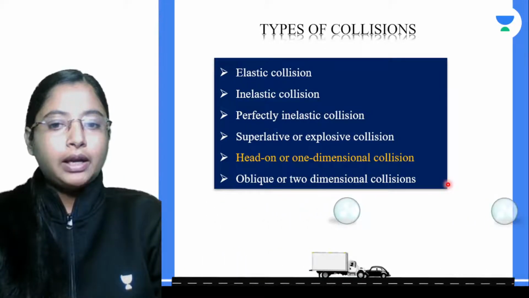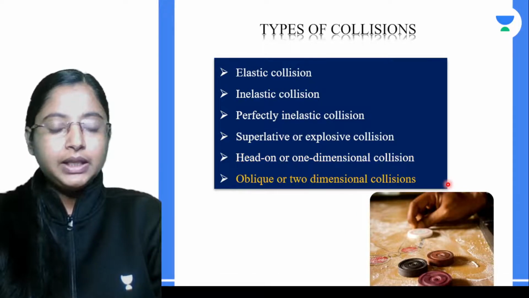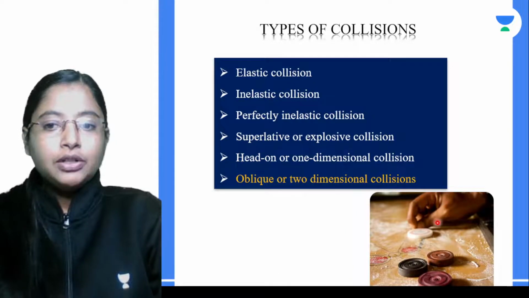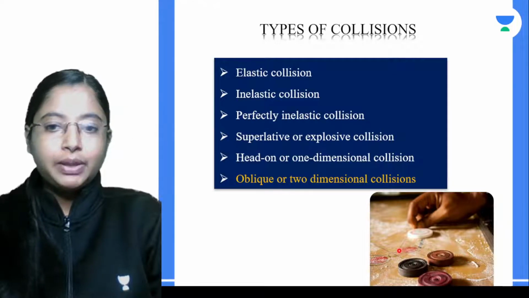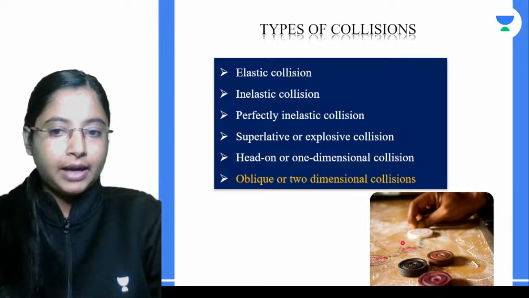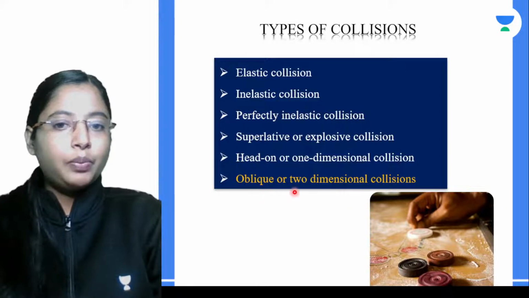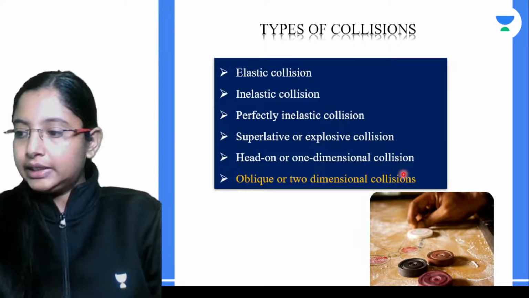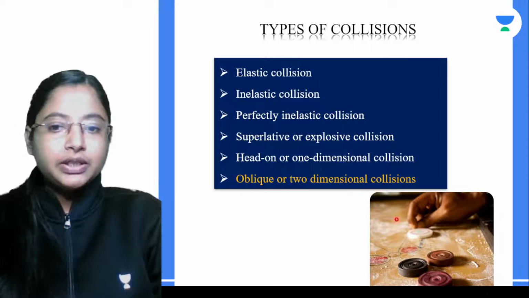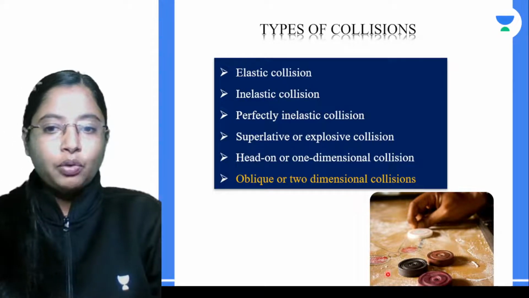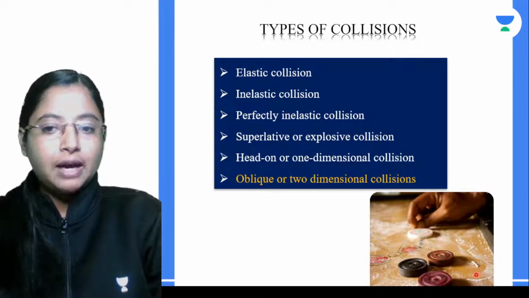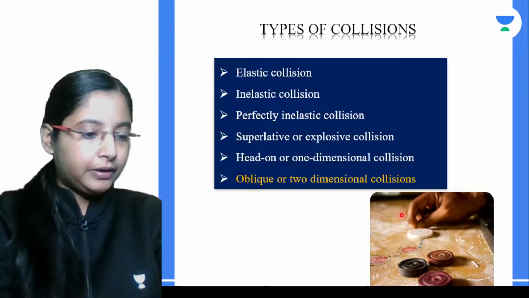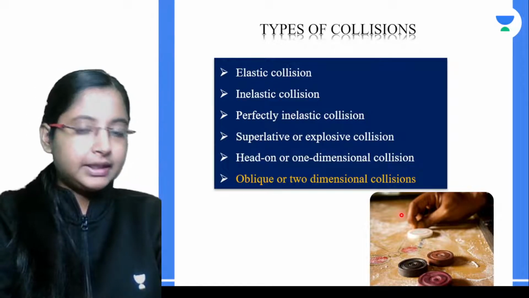Next we have an oblique or two-dimensional collision. When you hit the striker against the carom coins, the coins move on the plane of the carom board, but in different directions. In this case the objects do not move along a straight line path, but they move on the same plane. Such a collision that happens in two dimensions is called an oblique or two-dimensional collision.